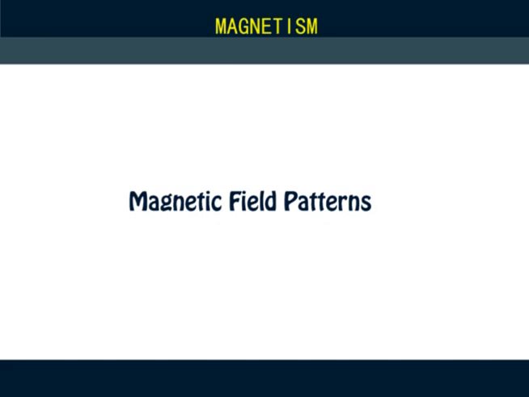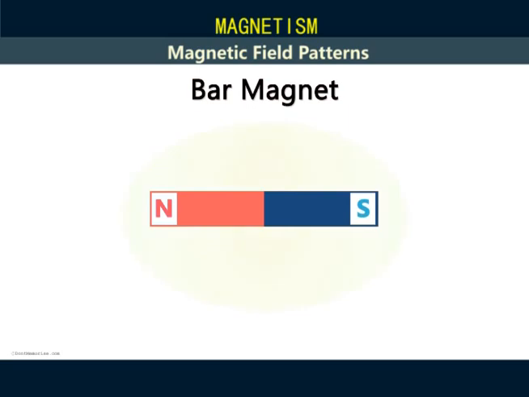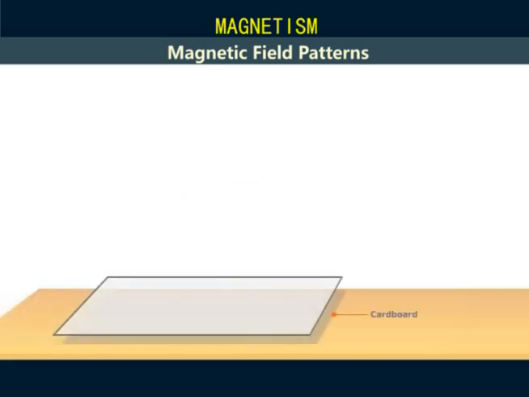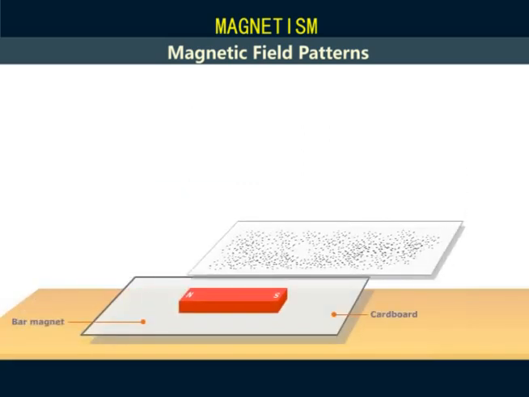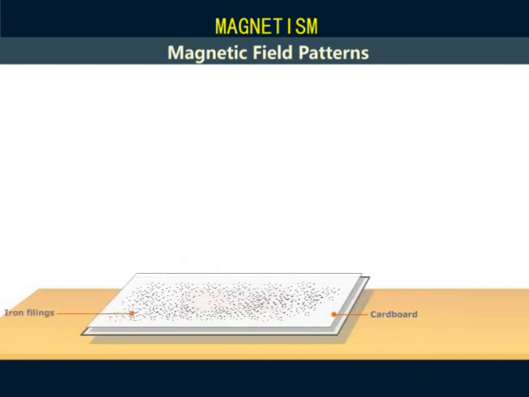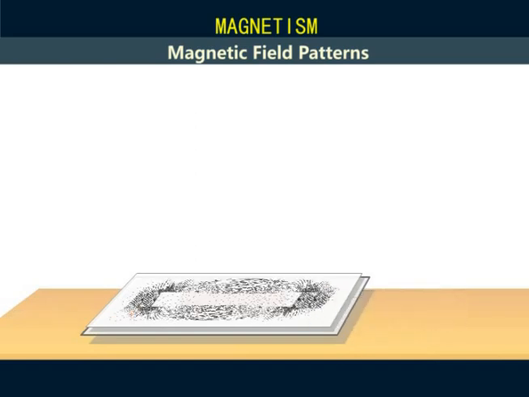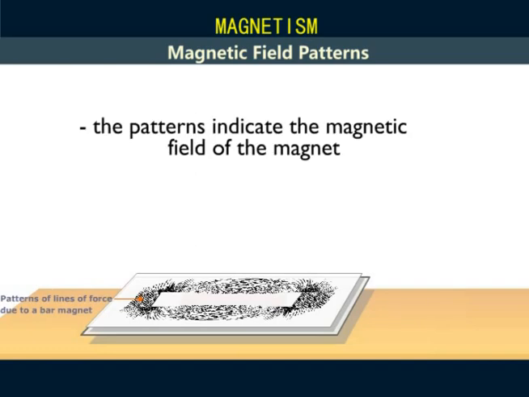Next, magnetic field patterns. Previously, we said that there is an invisible magnetic field surrounding a magnet. And if you place any magnetic material in this field, it will be pulled towards the magnet. We can visualize this field by performing an experiment. We place a bar magnet on a cardboard. Sprinkle some iron filings on a paper, place it above the magnet, and tap the paper gently. The iron filings arrange themselves in patterns as shown here. These patterns indicate the magnetic field of the magnet.